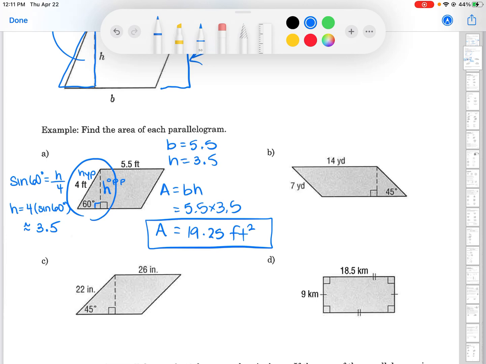All right, let's take a look at this next one. Again, I do not know the height. The height would be this right here, but I have 7 over here, so I can find the height, okay?